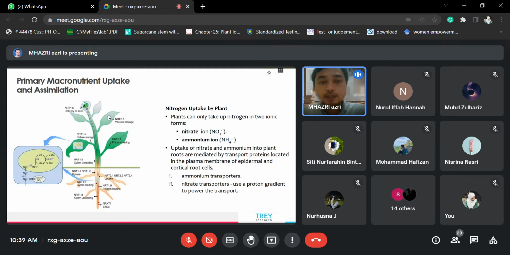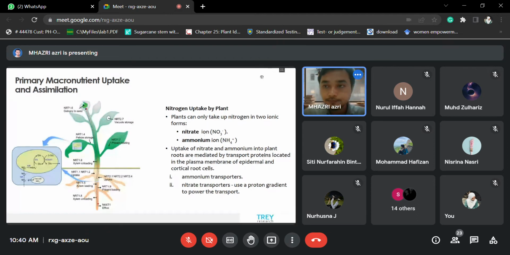Examples of anaerobic conditions are paddy fields, okay, or submerged conditions. Okay, so why in submerged conditions do plants take up nitrogens primarily in ammonium forms? Kenapa? Siapa boleh agak-agak?